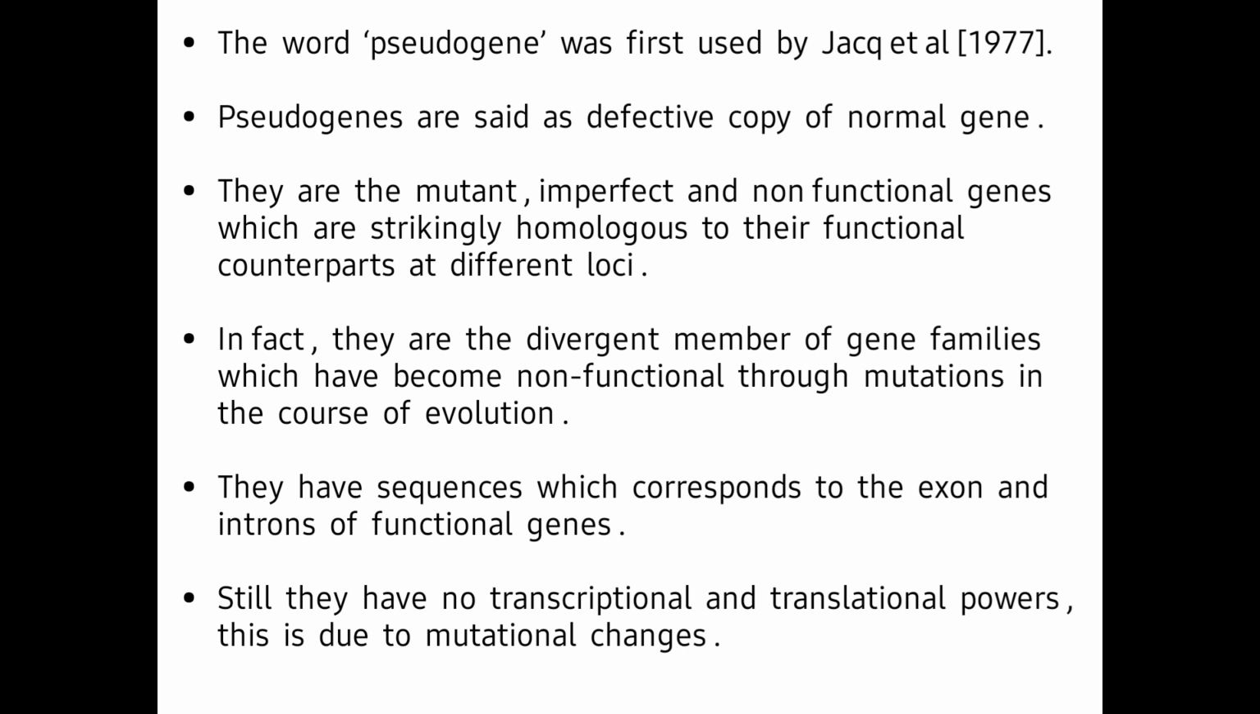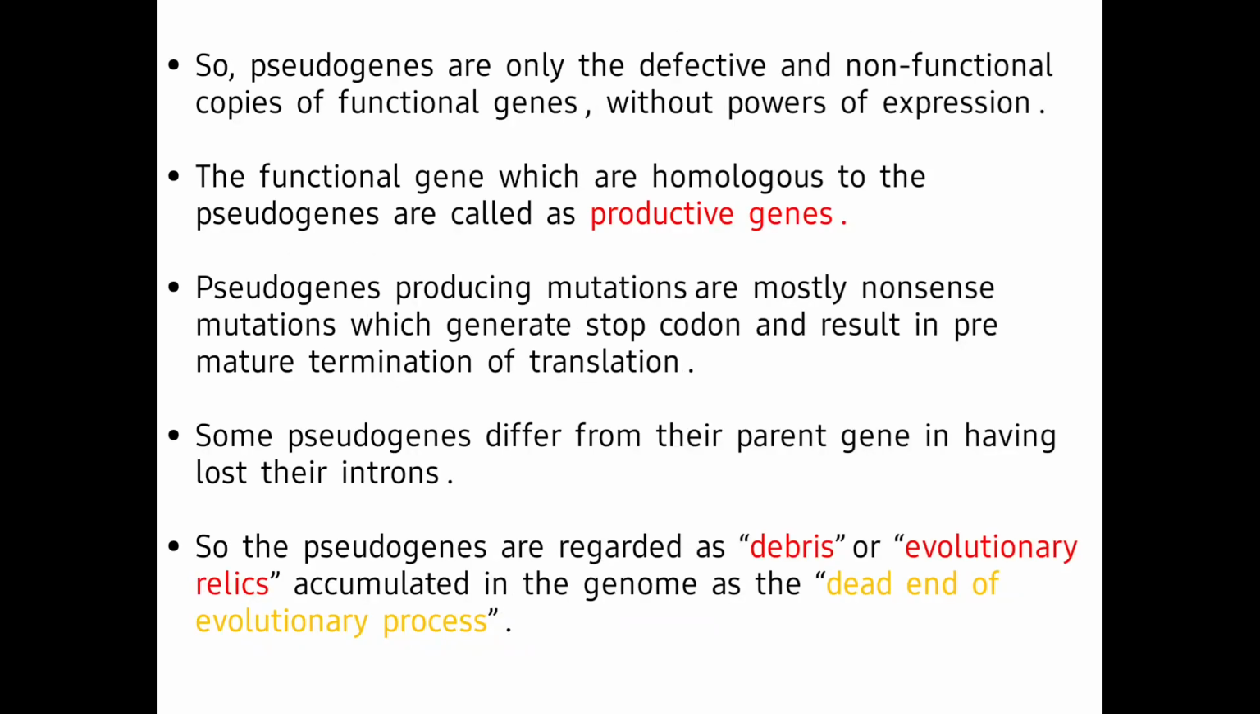So they have a sequence which corresponds to exons and introns of functional genes. That means, as in genes there are introns and exons, the same way in pseudogenes there will be introns and exons, but unlike a normal gene it will not be functional, so there will not happen any transcription or translation. It is only due to the mutational change. So how can we define pseudogenes? We can say they are defective and non-functional copies of functional genes without power of expression.